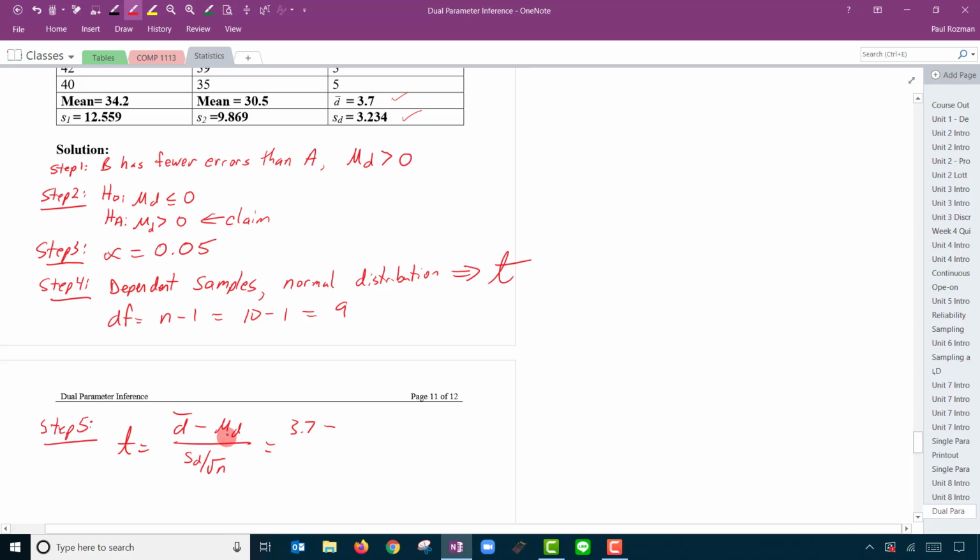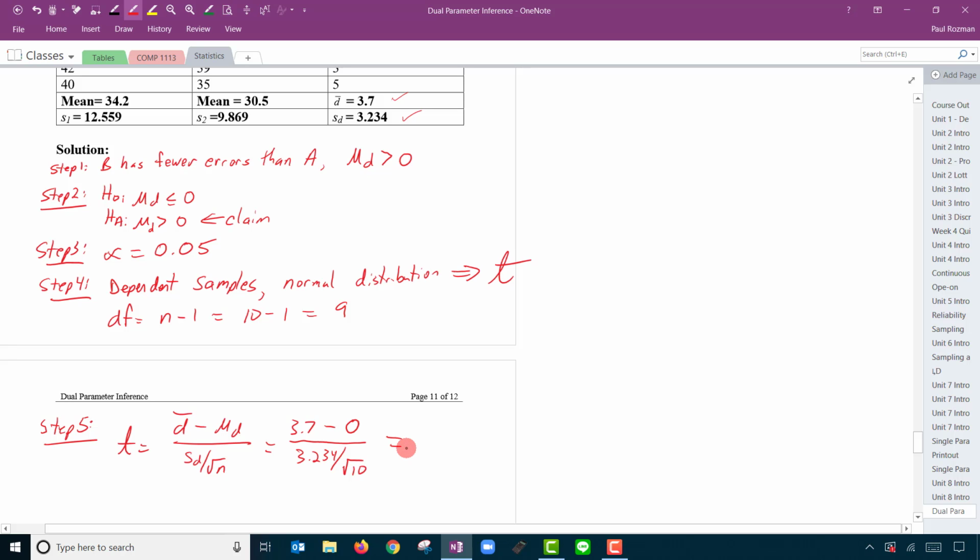We're assuming the null hypothesis is correct. So this mu d is something less than or equal to 0. If we evaluate it at 0, it's the closest call between the two categories. So if it works for this, it will work for any other. Our standard deviation is calculated there. 3.234. It's a sample standard deviation, obviously. And n was 10.